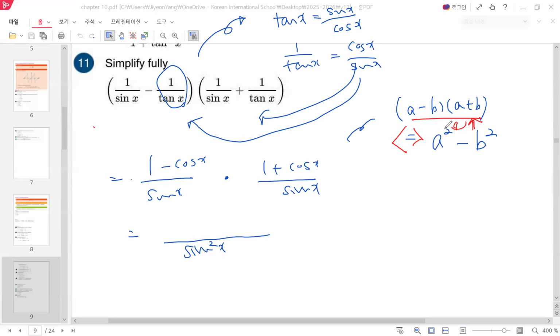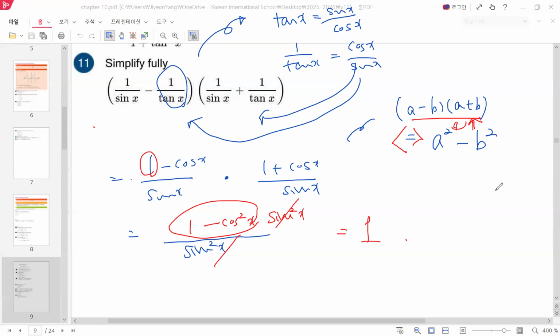Do you understand? No, wait for a sec. Therefore, students, 1 square means just 1, minus cosine x square means cosine square x. Again, this one can be written as sine square x, then you can cancel it. The answer is 1. Can you see this question is exactly the same as question number 5D or not? Can you see that? Okay.